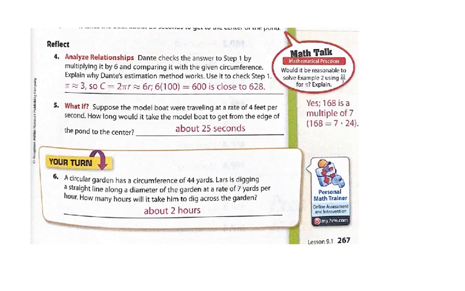Just a couple of number sense things that go with this. So this one says Dante checks the answer to step 1. So this was a problem with a radius. And it says multiplying by 6 is comparing the circumference. They want to know the given circumference. They want to explain why Dante's estimation was correct. So this goes back to that problem that had the circumference was equal to 628 feet.